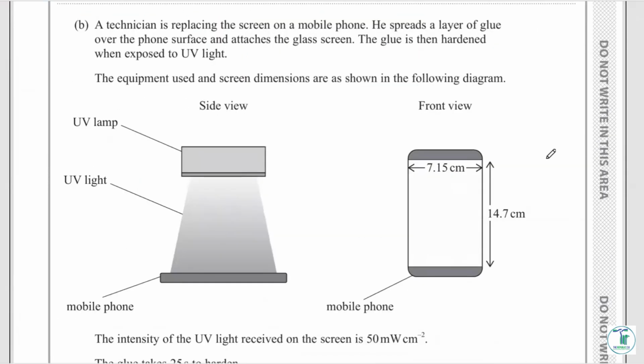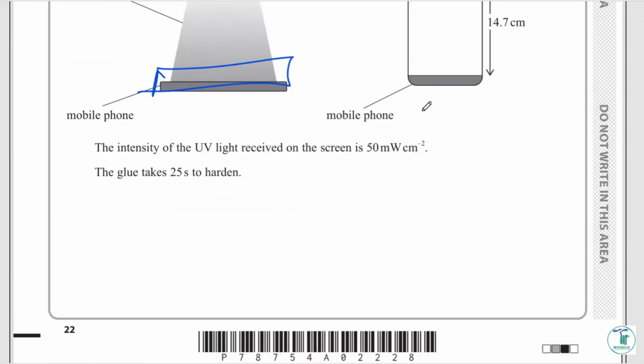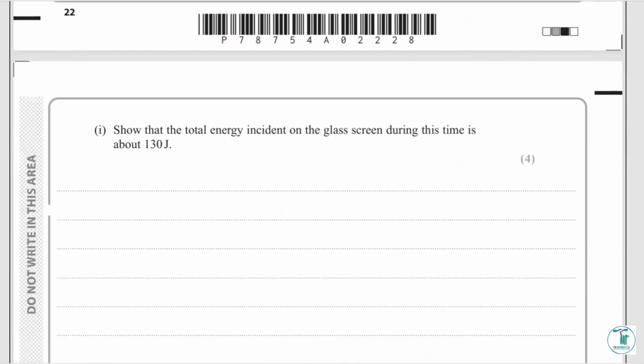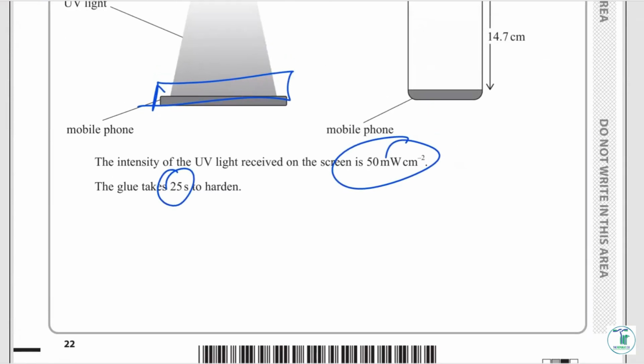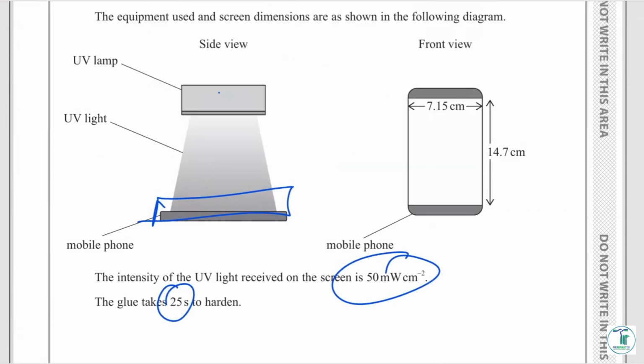Now you've got the UV lamp, and for example, somebody is replacing the screen of a mobile phone. You've got the dimensions of the mobile phone. You're going to place the mobile phone over here, and you've got the intensity of the incoming light wave, and you've got the time that the glue is going to take to get hardened. Show that the total energy incident on the glass screen during this time is 130 joules. You just need to calculate the energy. That is very simple. So first of all, you're going to calculate the power.